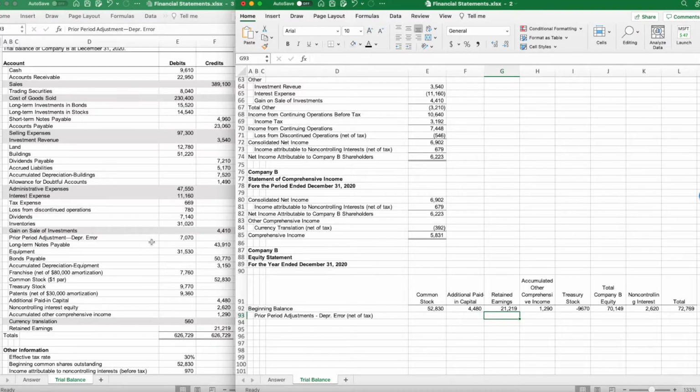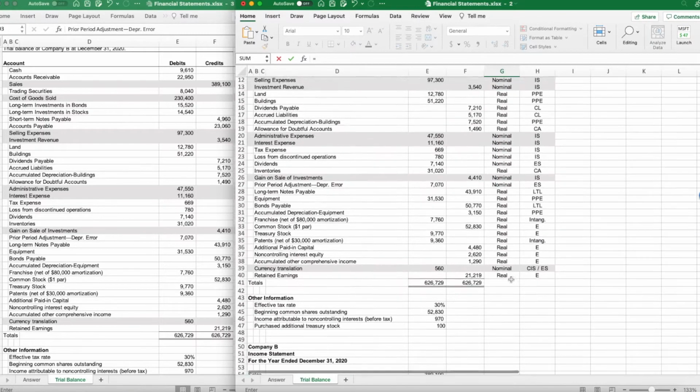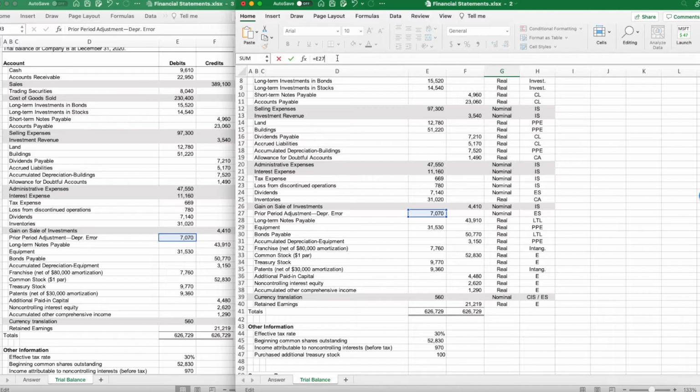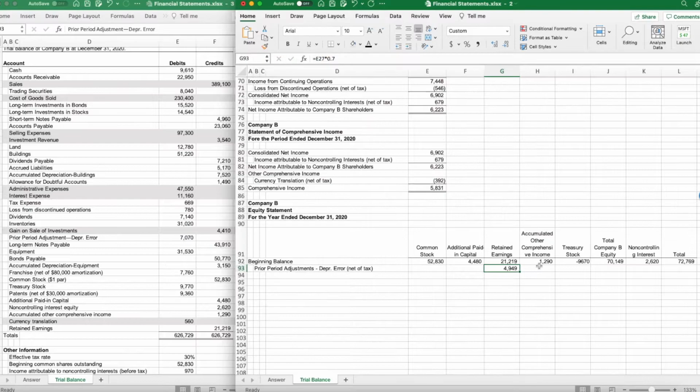Now, the prior period adjustment was $7,070, so equals $770. We need to tax affect this. The tax rate is 30%, so we're going to multiply times 0.7. So that gives us an effect of $49.49, which gives us an adjusted beginning balance. There are our new adjusted beginning balances. If you notice, our retained earnings was adjusted for that prior period error. Now we can go ahead and do our normal equity stuff.